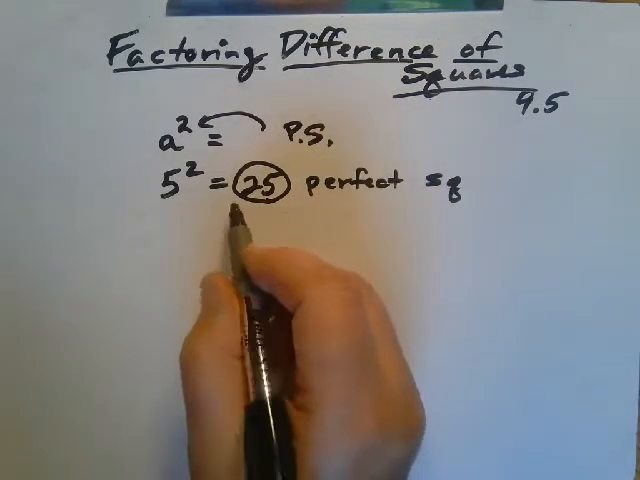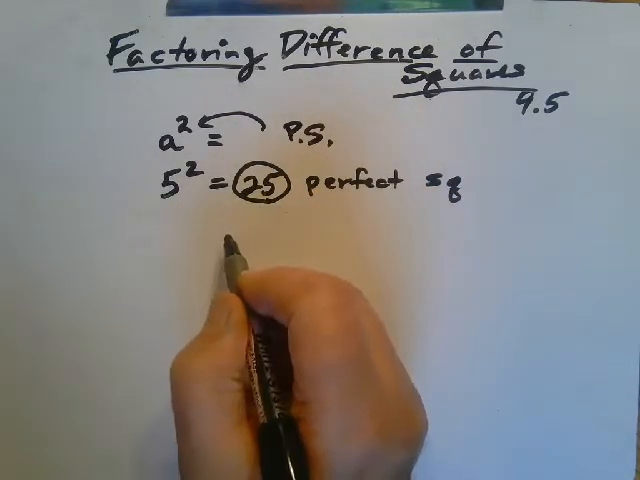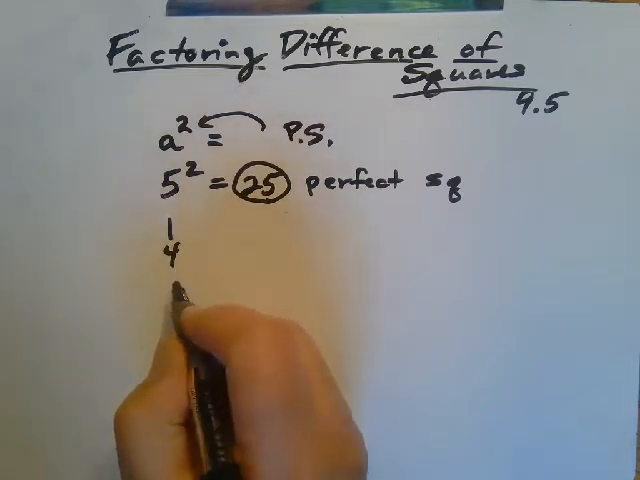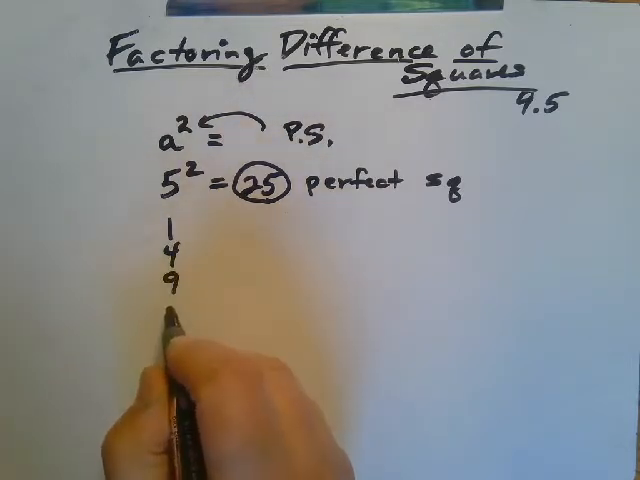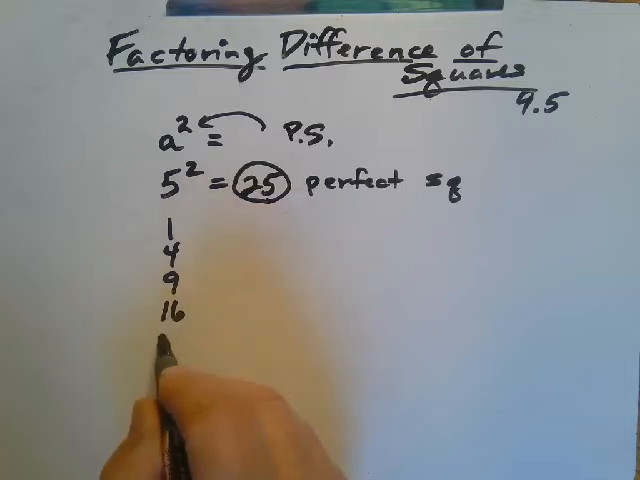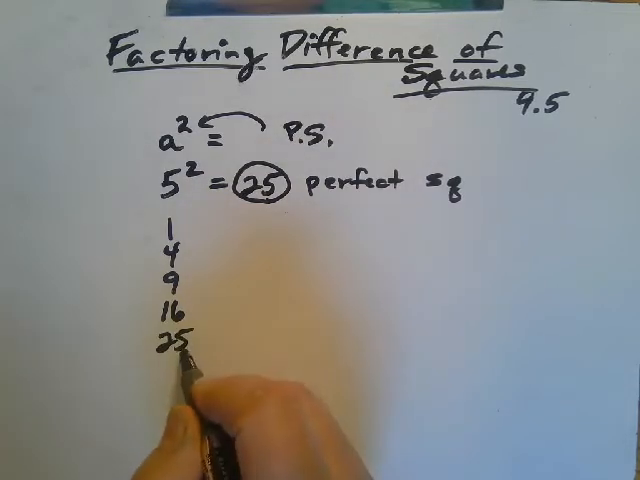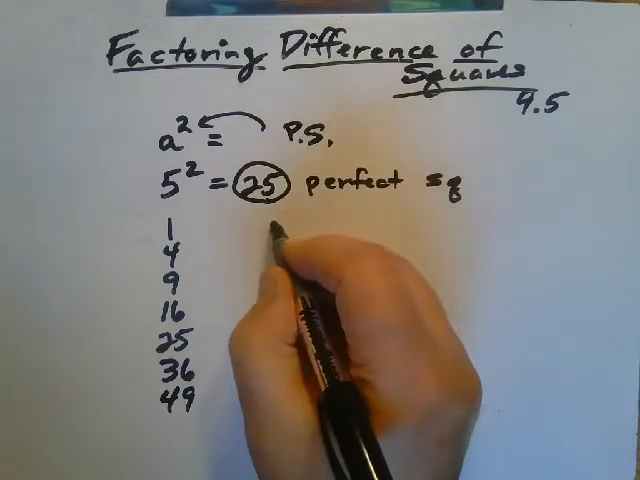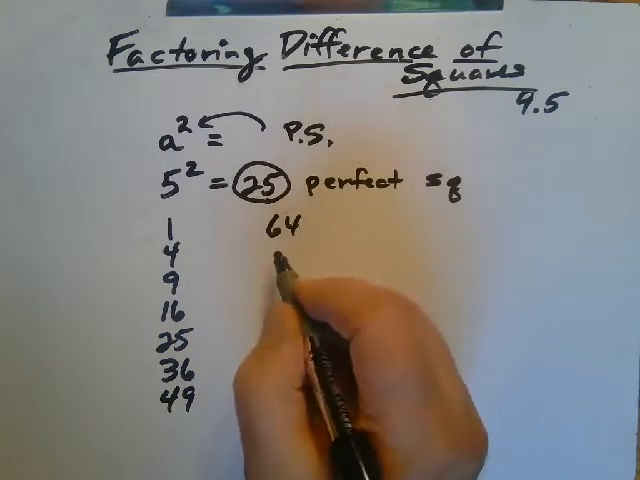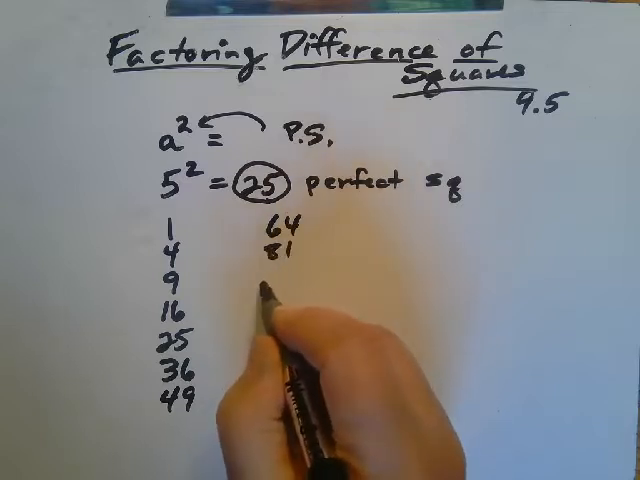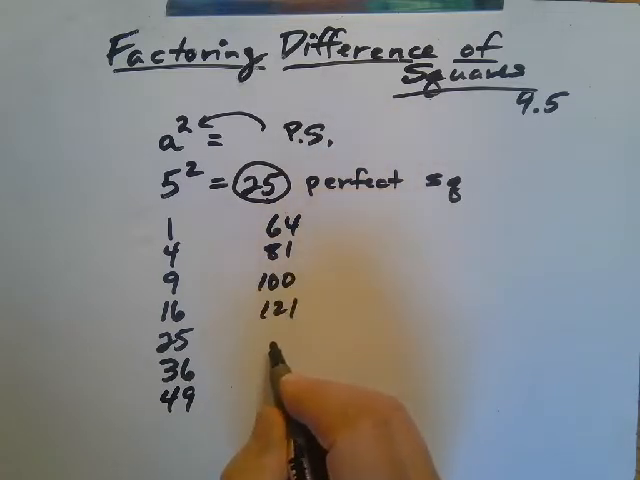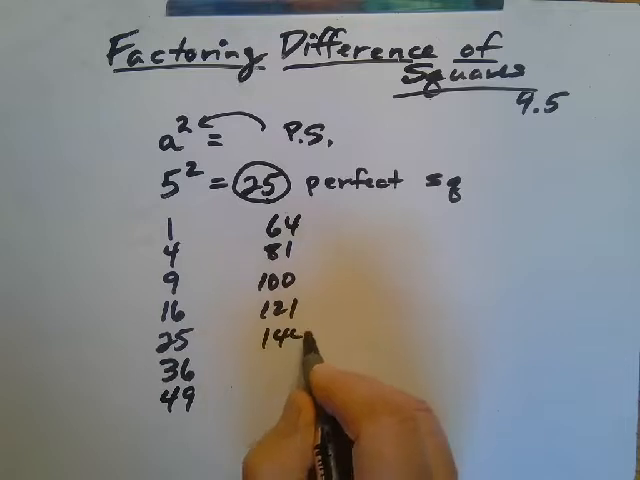What are all the perfect squares? Well, you have a pretty clear list in your head. 1 times 1 is 1. 2 times 2 is 4. 3 times 3 is 9. 4 times 4 is 16. 5 times 5 is up here, 25. 6 times 6 is 36. 7 times 7 is 49. 8 times 8 is 64. 9 times 9 is 81. 10 times 10 is 100. 11 times 11 is 121. 12 times 12 is 144.